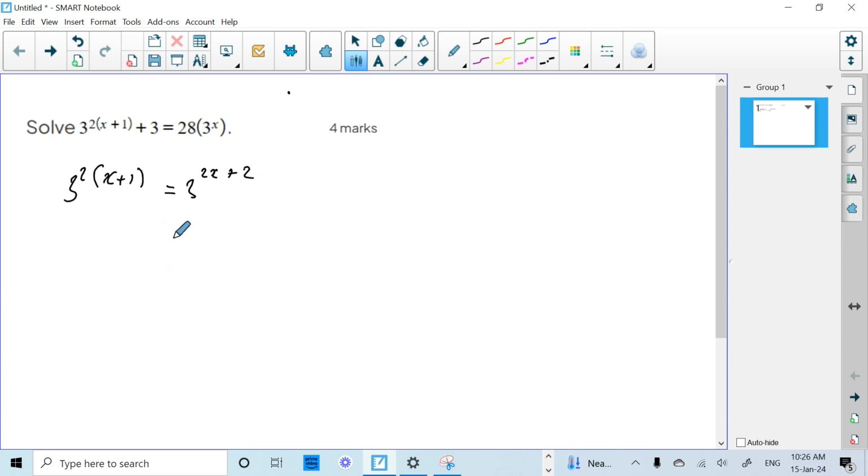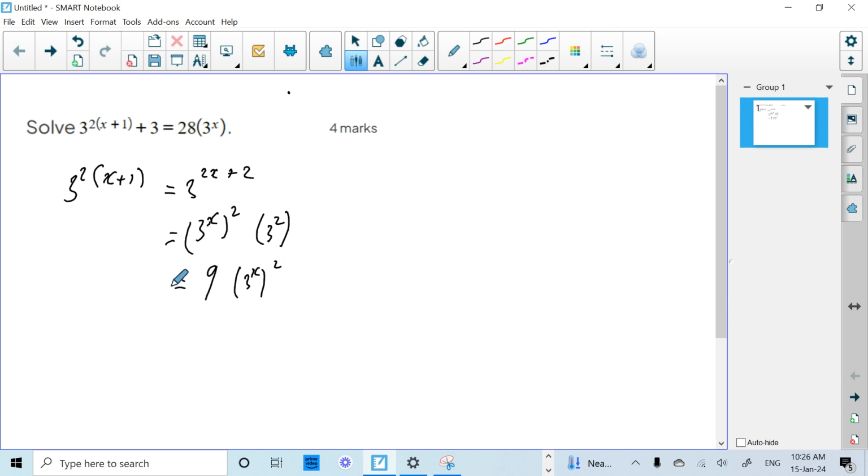And of course, that will go nicely because that will give me 3 to the x all squared, and then also we have 3 times 3 squared. So that puts it in 3 to some power, and that gives us 9 times 3 to the power of x all squared.